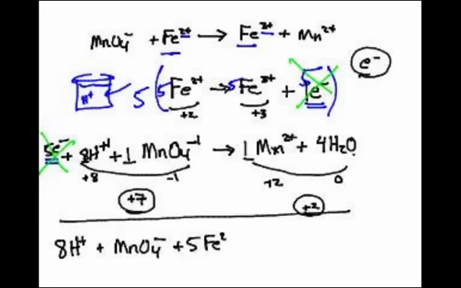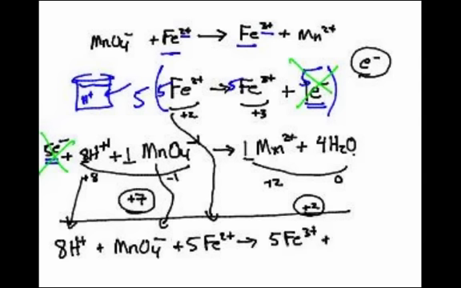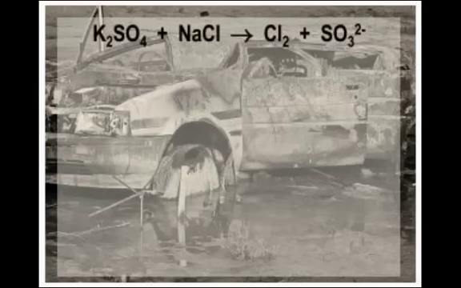So I'm just carrying down. I brought down the 8 H+. I brought down the permanganate. I brought down the 5 Fe2+, and I'll do the same thing for the other side. 5 Fe3+ plus Mn2+ plus 4 waters. Now you understand, folks, if this was a guess and check one, you'd be working very hard to do this over and over and over again.